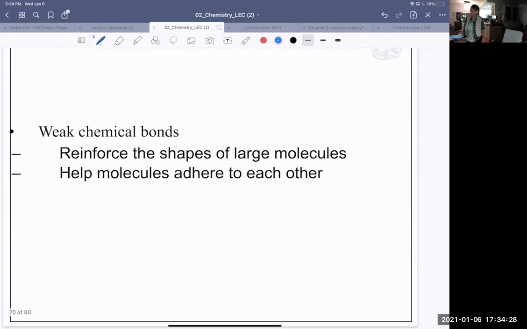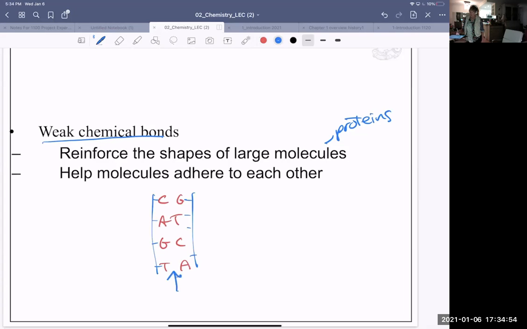So these weak chemical bonds reinforce the shapes of large molecules, such as proteins, for example. And they help molecules adhere to each other, like, for example, DNA. We'll be looking at DNA a little bit later on. But say you have C. These nitrogenous bases are held together by hydrogen bonds.